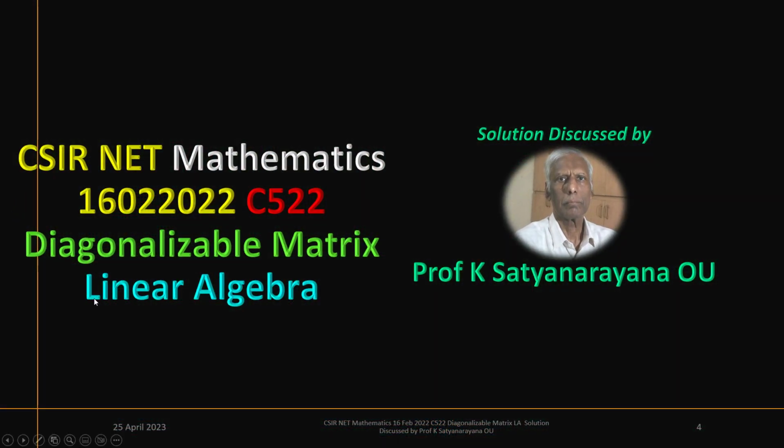We now discuss the solution of a problem from the section Linear Algebra. The question is based on the concepts of diagonalizable matrices. This question has appeared in the CSIR National Eligibility Test held on 16th February 2022, and it is from part C.